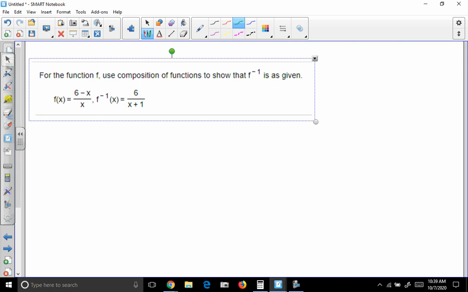All right. Now this problem asks us to use composition to show that f and f inverse are really inverse functions, that they're really inverses of each other. So if we take the composition of a function and its inverse, they will undo each other, giving us what we originally started with. So whatever our original input is, if we compose a function and its inverse, we get back to where we started.